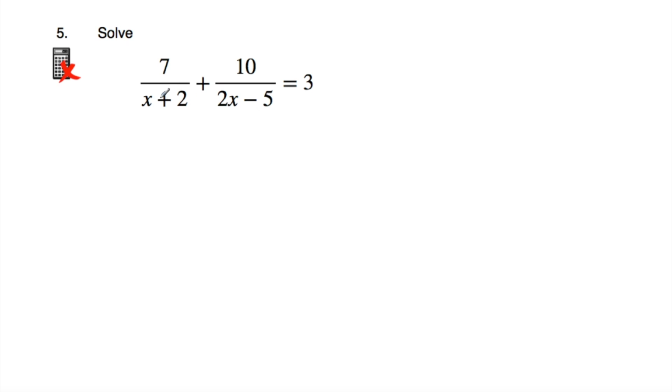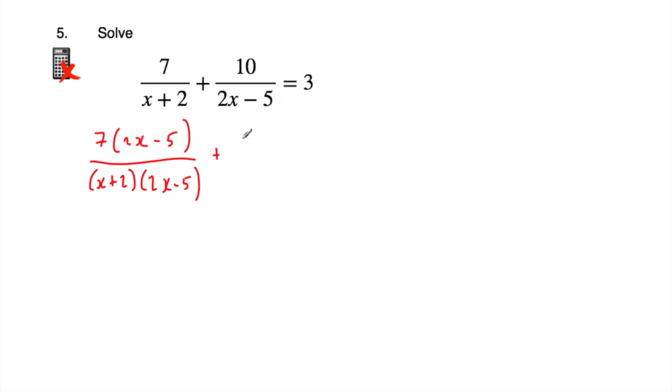So let's give them a common denominator by multiplying both the numerator and denominator of this fraction by 2x minus 5, and then both the numerator and denominator of the second fraction by x plus 2. So if we multiply both the numerator and denominator of this fraction by 2x minus 5, we'd get on the numerator 7, and then in brackets 2x minus 5. And then on the denominator we had x plus 2, and then we're multiplying that by 2x minus 5. So we've multiplied both of these by 2x minus 5.